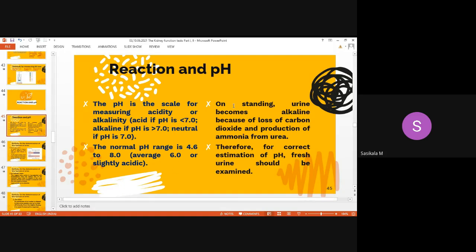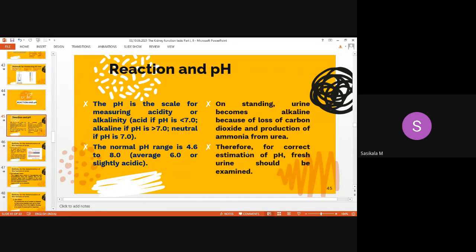On standing, urine becomes alkaline. How? Due to ammonia formation, because of loss of carbon dioxide and production of ammonia from urine. That's why an ammoniacal odor develops. So on standing, urine becomes alkaline. But the normal pH of freshly voided urine is 4.6 to 8 with an average of 6, which is slightly acidic urine. Therefore, for correct estimation of pH, fresh urine should be examined.